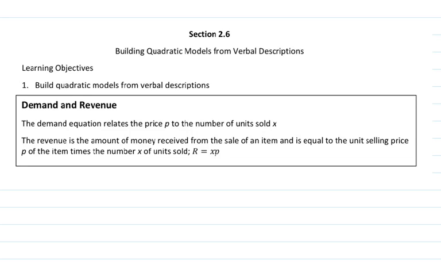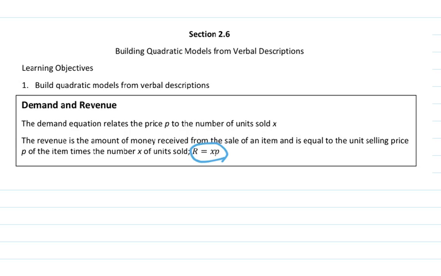But we're going to look at chapter 2.6 first, which is on building quadratic models from verbal descriptions. Make sure that you read the learning objective. The key part of this is to make sure that you know the revenue formula. The revenue formula is R equals XP, where X is the number of units that you're selling, which is usually an unknown, and P is the price per item, usually as a function that's given to you.